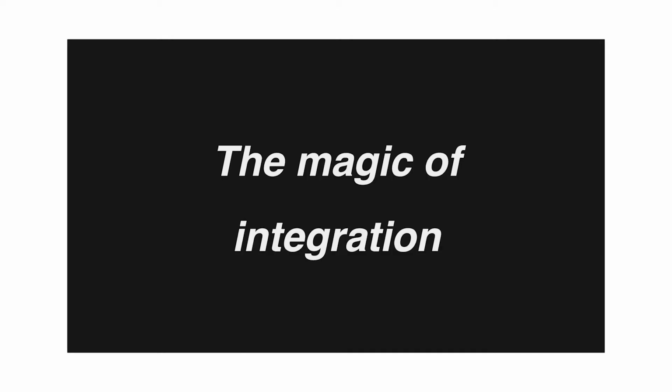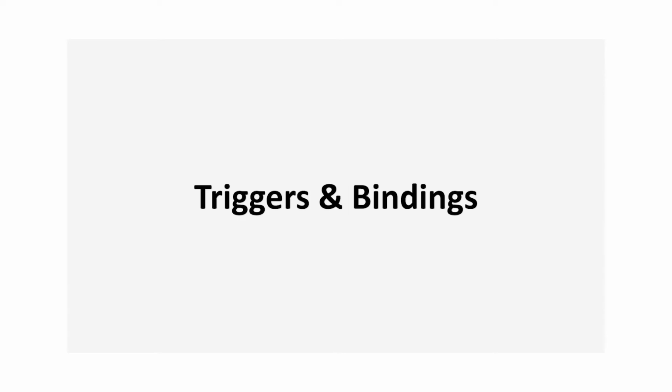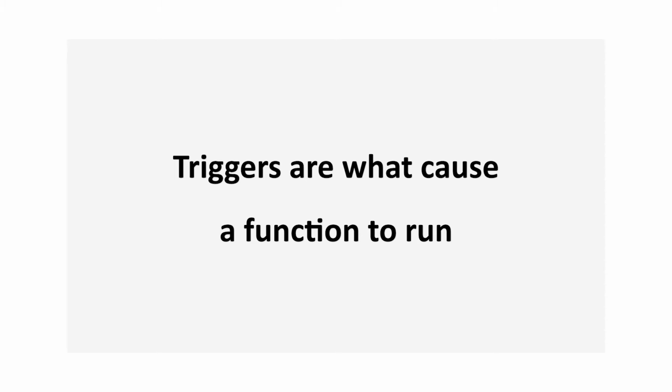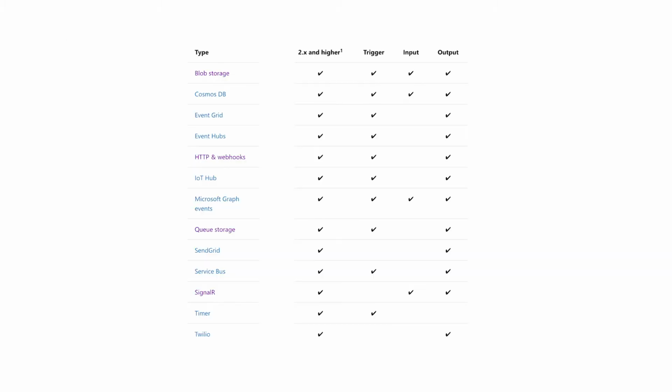Last but not least is the magic of serverless integration. Azure Functions came up with a productive programming model which consists of triggers and bindings. Triggers are basically what cause a function to run, and a binding is how a function connects to other resources in order to pass and receive data. Here is the list of Azure resources which shows whether you can use them as triggers or bindings. Let me show you the integration capabilities that Azure Functions provides by using a demo.